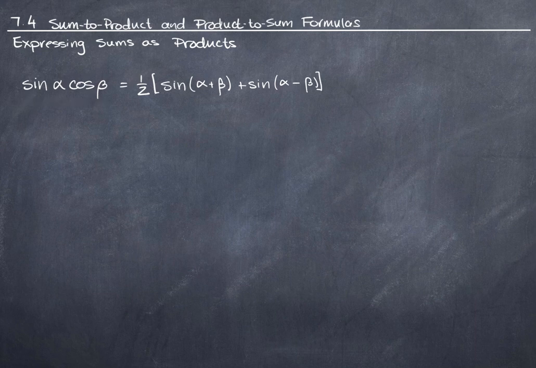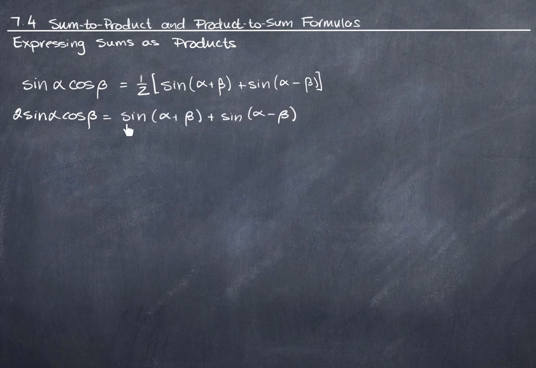Here's our product to sum formula for the sine of one angle times the cosine of a different angle. If I do some algebra with this, let's start by multiplying both sides by 2. You get this.